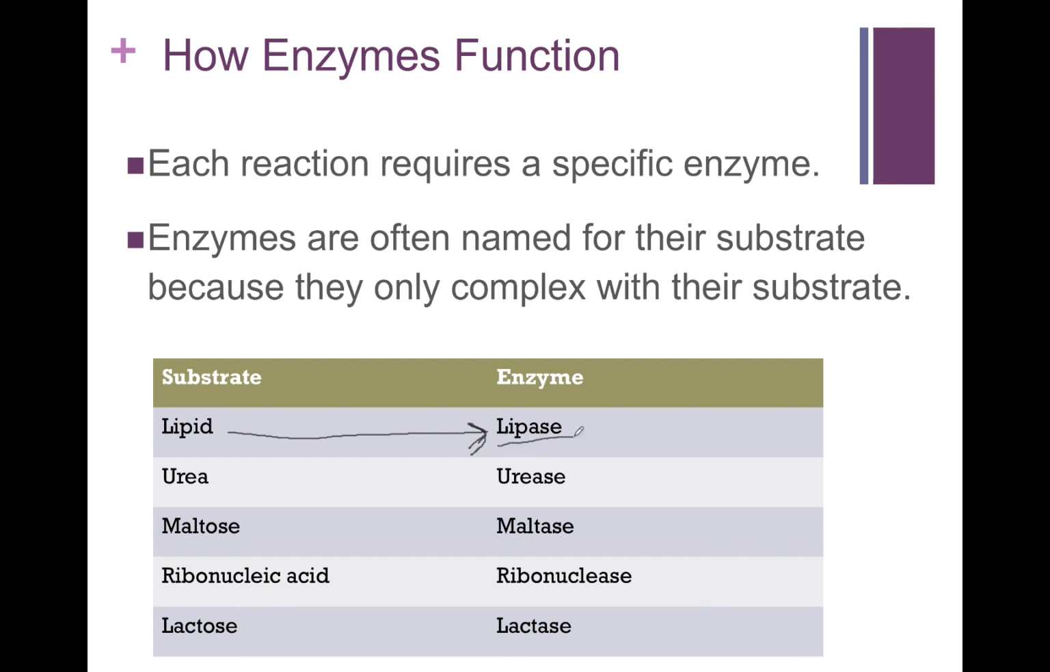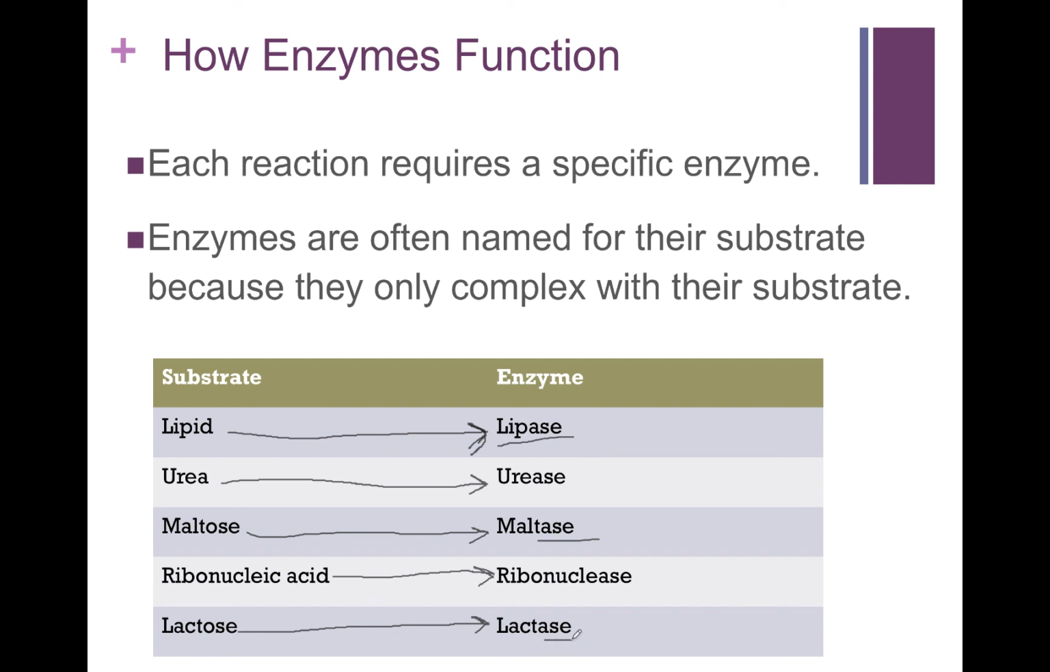These are digestive enzymes, actually, this one in particular. Urea. Urea is a waste product, and it's broken down by urease. Maltose. Remember maltose? Maltose is a disaccharide. It's broken down by maltase. Ribonucleic acid, RNA. It's broken down by ribonuclease. Lactose. Lactose is the sugar in milk. It's broken down by lactase.